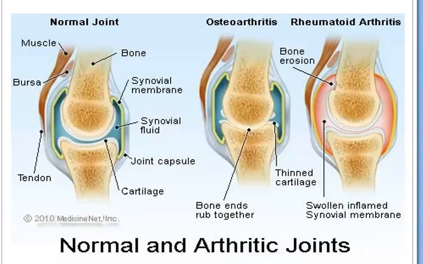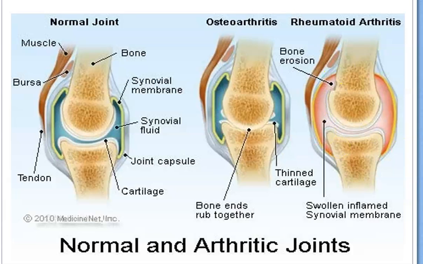All right, I liked this slide that I found. So this is showing a normal joint with your tendons and your synovial fluid and your cartilage not rubbing against each other. Osteo, over time, we're going to start to see those ends of those bones rub together as this cartilage thins out. But again, rheumatoid is basically your body attacking this bone, so we start to see erosion of the bone itself. We do see these get closer together, and we get more inflammation with rheumatoid arthritis.